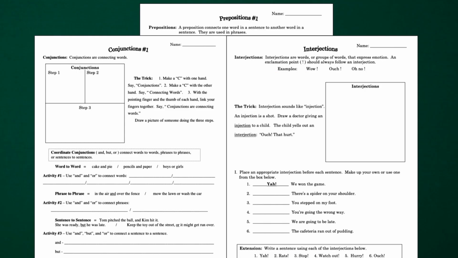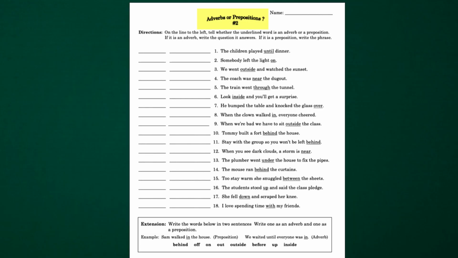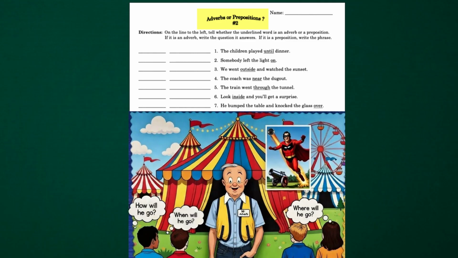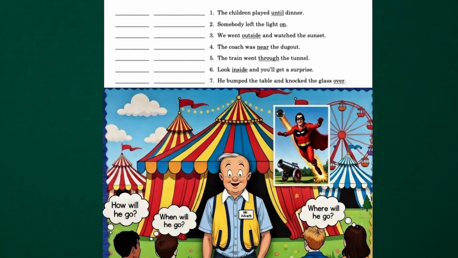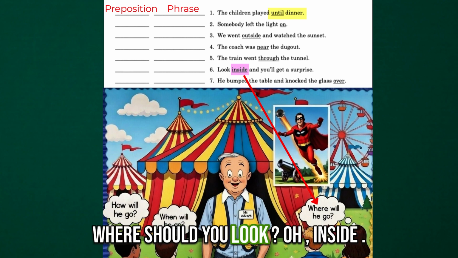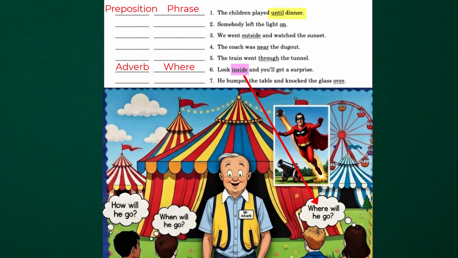and they need to lock in interjections. So even in 5th grade, the students are expected to take deeper dives into the parts of speech. And here's an example of that. As the students really find the pictures they drew helpful in determining if a word is an adverb or a preposition, they can see, is it used in a phrase like until dinner? Oh, it's a preposition. Does it answer one of those questions? And they'll think back to the picture like number 6. Where should you look? Oh, inside. Oh, it's an adverb. Answers the question where.